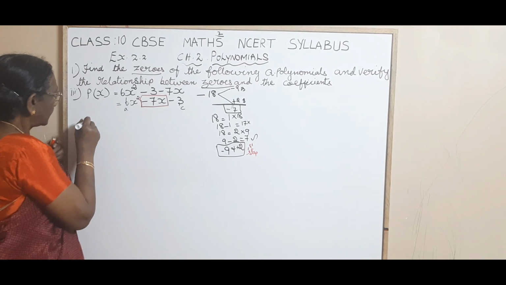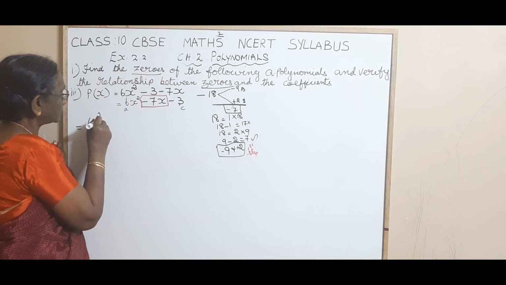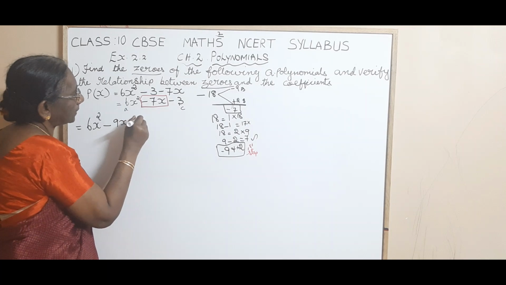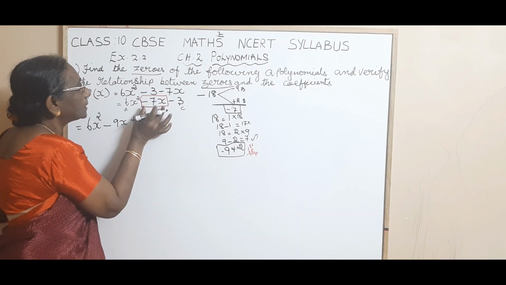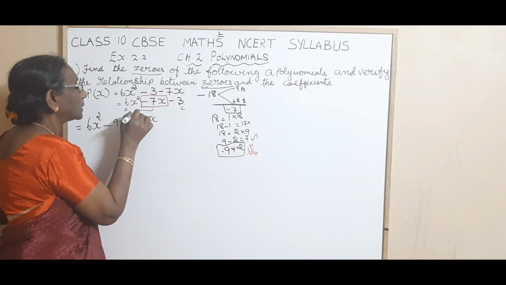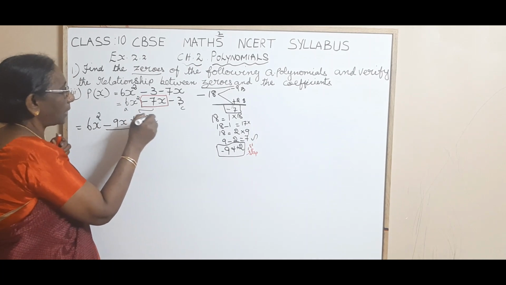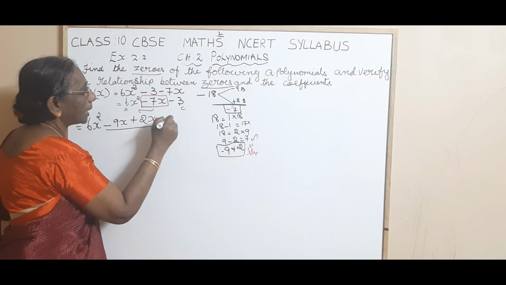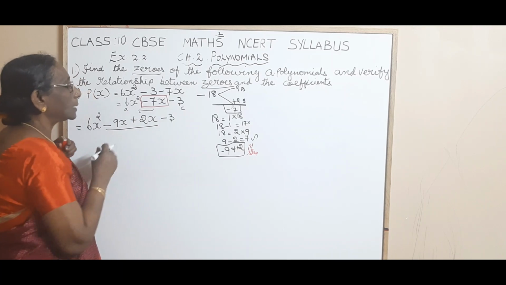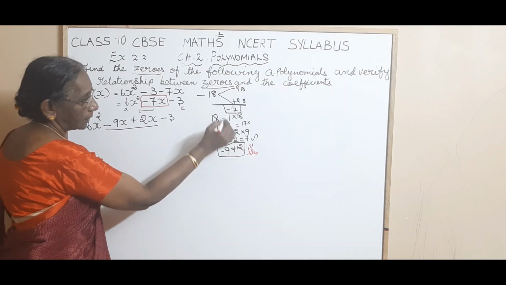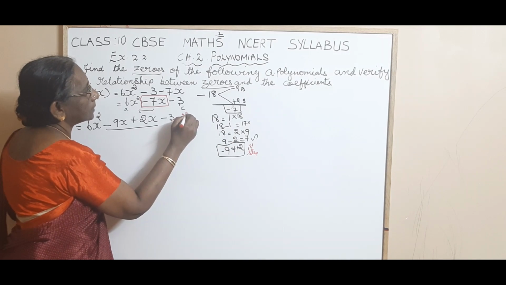How? 6x squared minus 9x plus 2x, then minus 3. So this minus 7x is written as minus 9x plus 2x. Have you understood? The first step is finding the split terms. This is the second step.